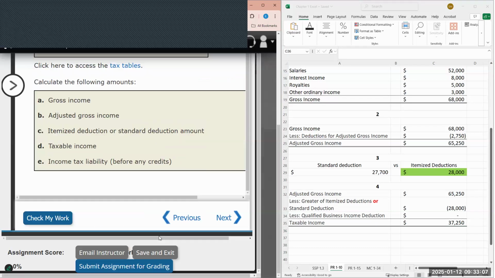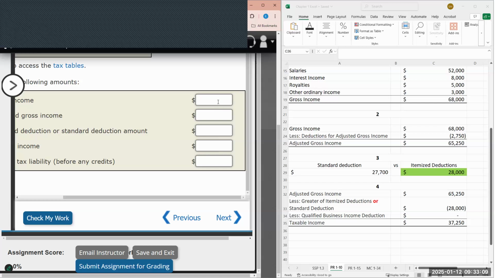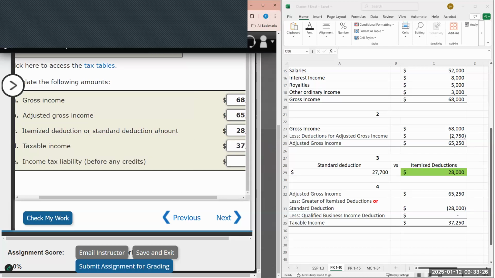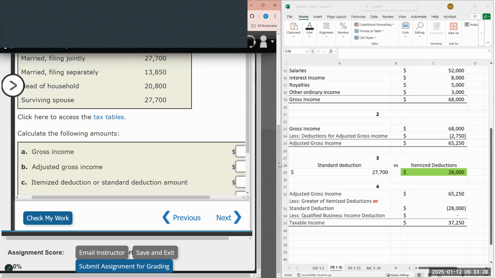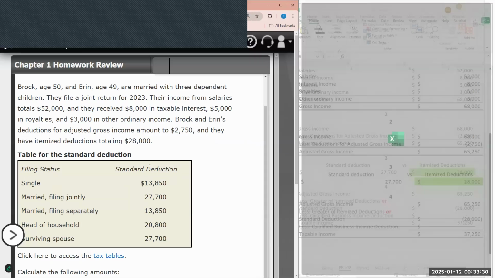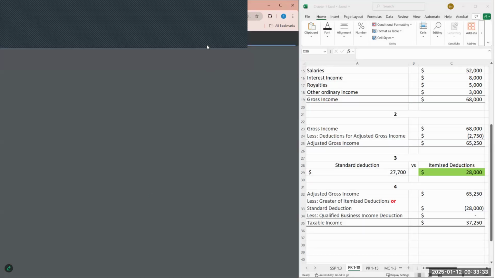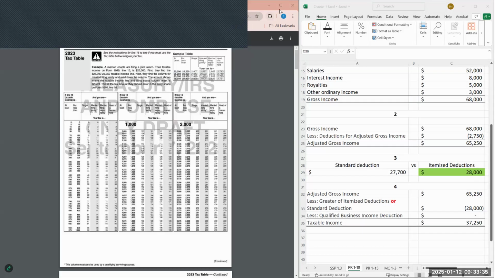All right. So now the next thing we essentially need to factor in, and we can start to bring these numbers down. So the gross income as we calculated was 68,000. The adjusted gross income of 65,250. We take the itemized deductions, which is the greater of the two, and taxable income of 37,250. So now based on this, we calculated the taxable income, and the problem gives us the tax table. So we click on the tax table and we use the tax table as follows.